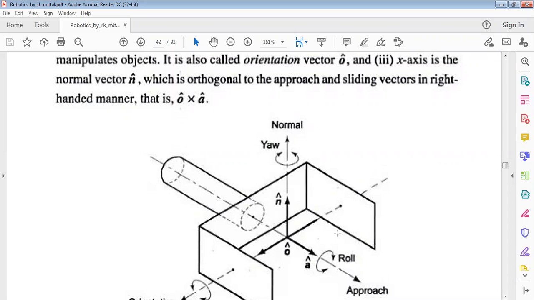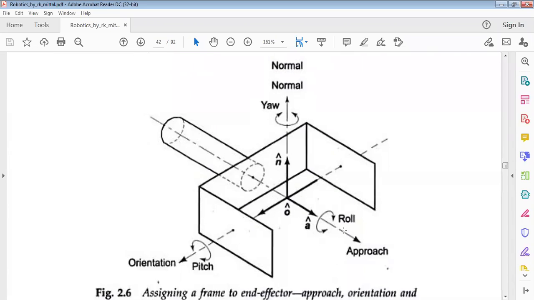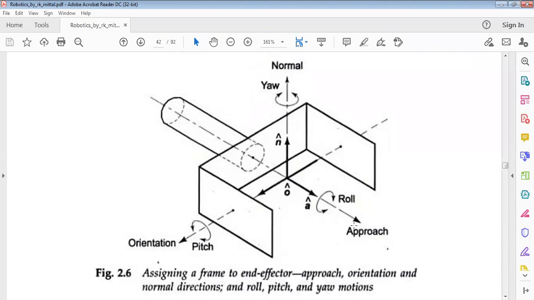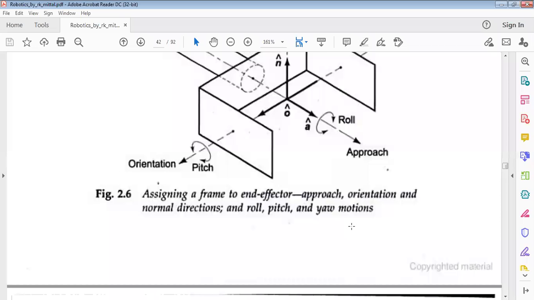Okay, in this class I discussed the end effector's coordinate frame, how it is conceived, how it is attached to the end effector, what the different factors involved in the end effector are, and their coordinate axes, what the motions are, which are the same as wrist motions: roll, pitch, yaw. The vectors are the normal vector, sliding vector, and approach vector.